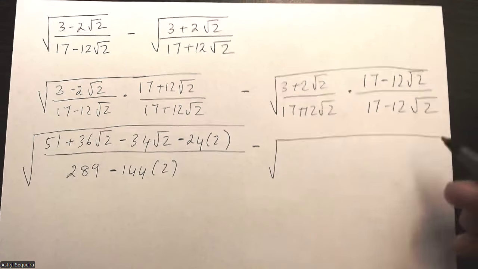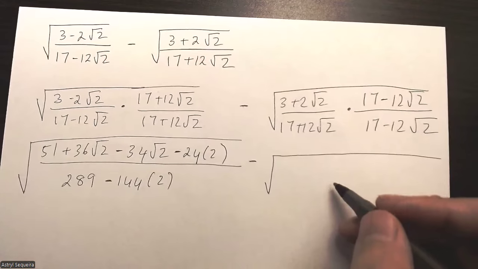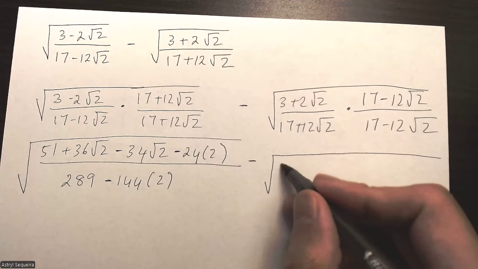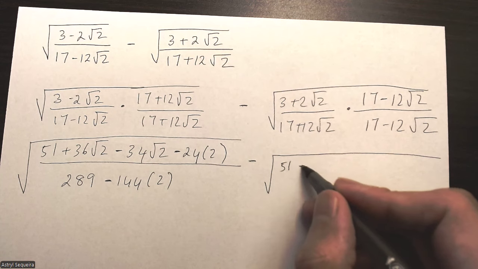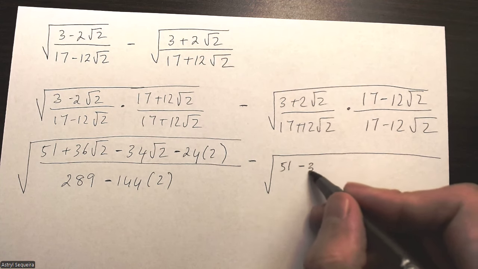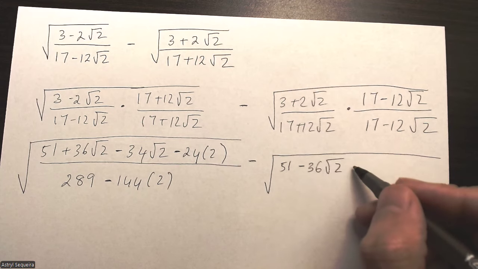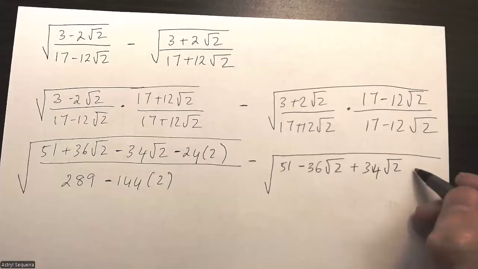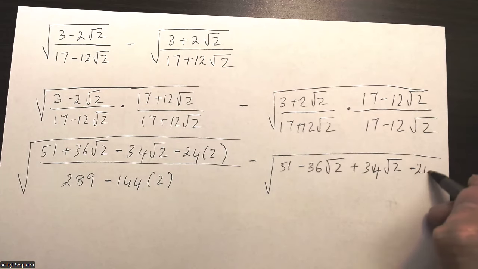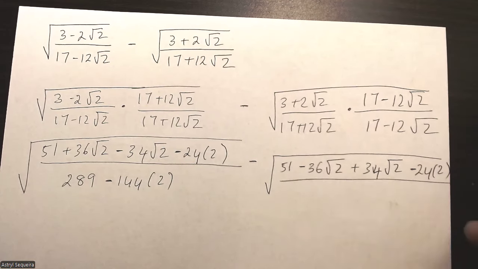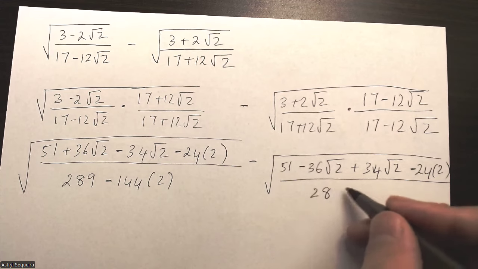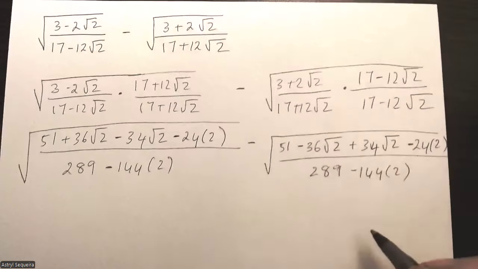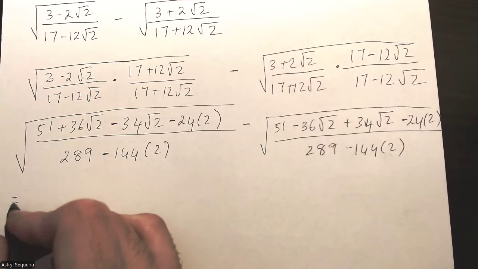Here, this is going to be pretty similar. Bottom is going to be the same. Top: 51 minus 36 root 2 plus 34 root 2 minus 24 times 2. Bottom is basically the same, 289 minus 144 times 2. Can simplify these.